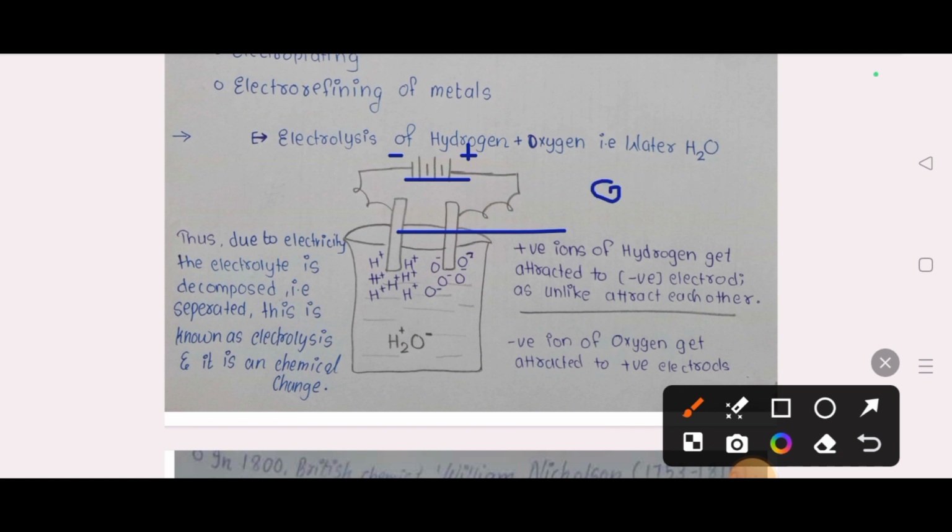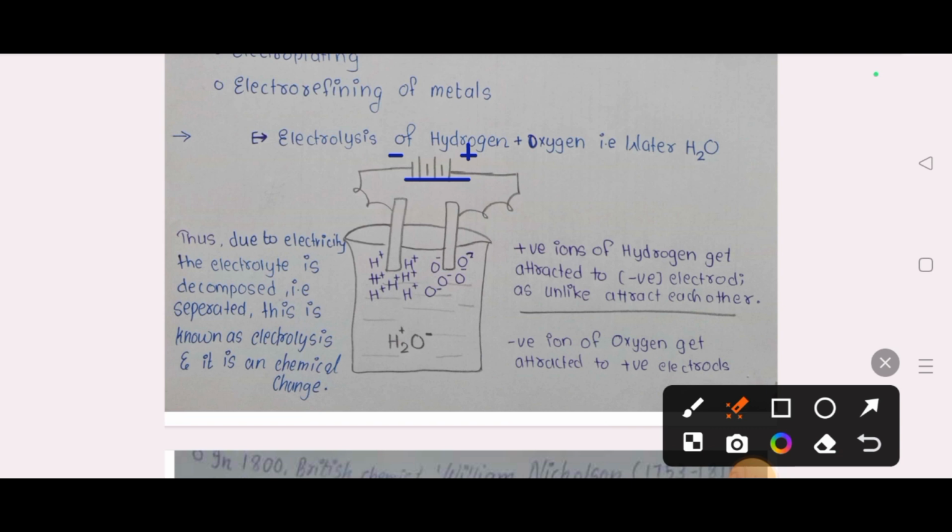Cation, I'm not able to write today. So cation means positively charged, and anions means negatively charged. Thus the cations of hydrogen will be attracted to the cathode. At the cathode the cations will attract, and anions will attract towards the anode. Anode means positive and anions means negative.